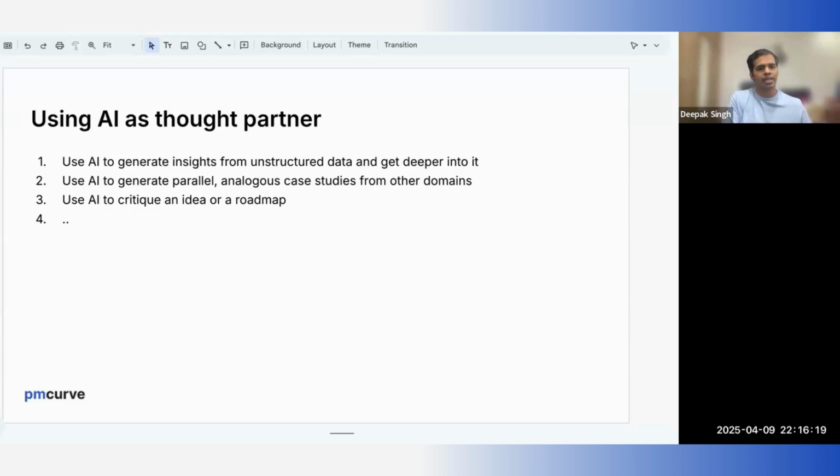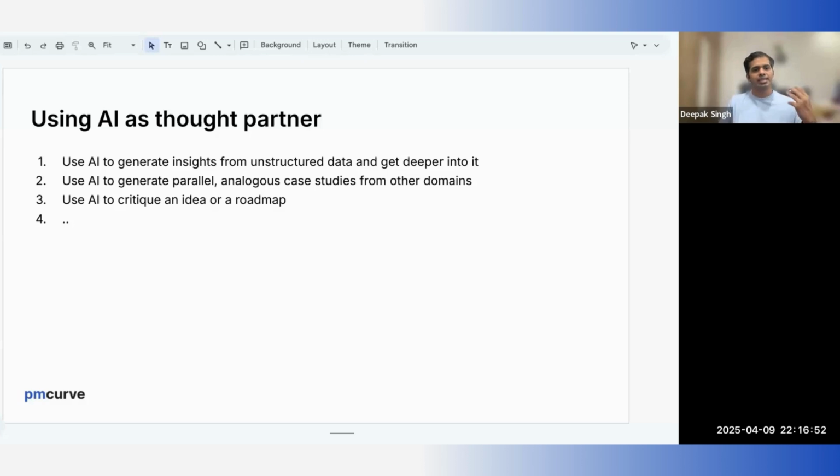Second, you can use AI to generate a lot of analogous case studies. For example, if you're trying to solve an activation problem, can you do deep research on activation in SaaS versus activation in attention platforms like Netflix, versus activation in, let's say, Meta and Google sort of companies? The more case studies you can generate and read, I think the better your knowledge will be in solving that particular problem, right?